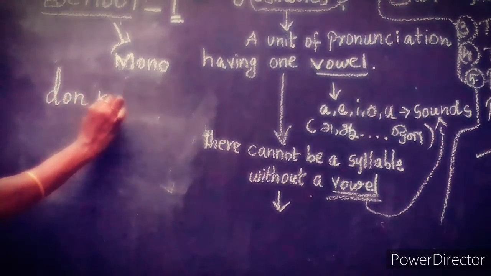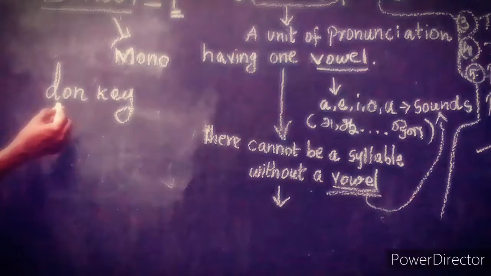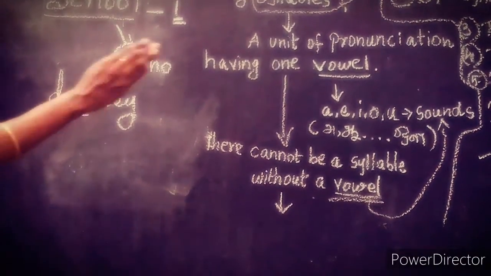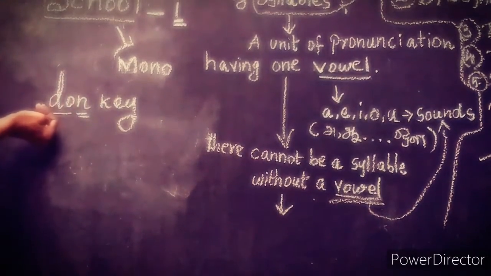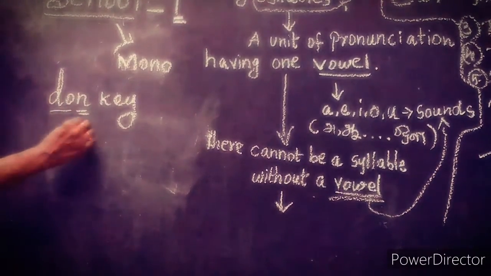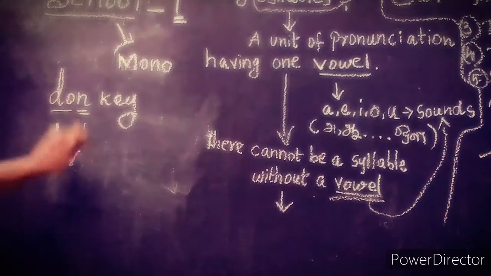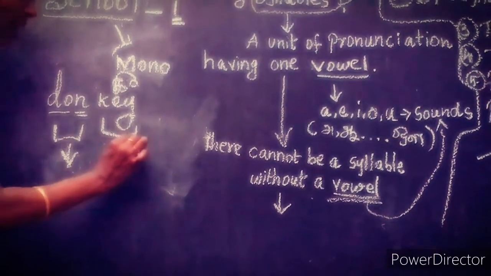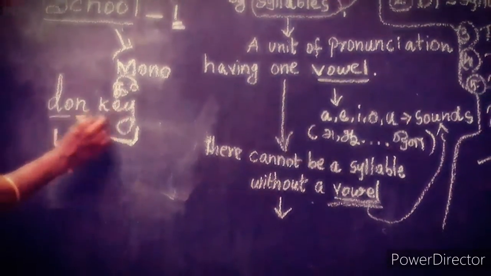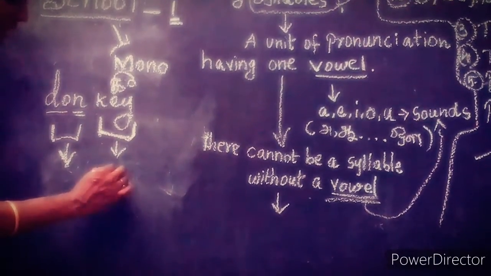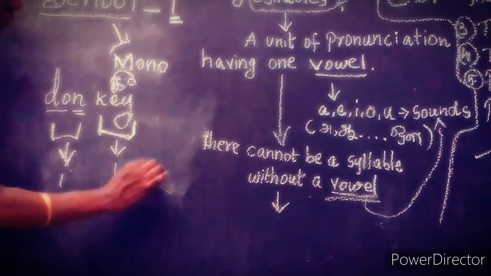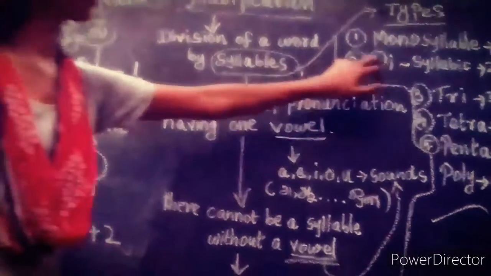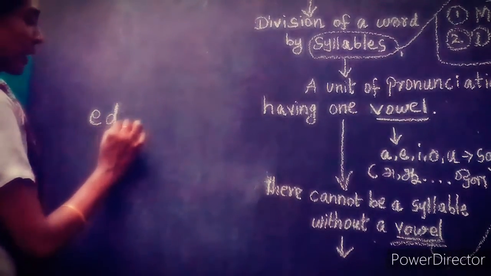Next example, donkey. Okay, donkey. Don, key. The n should not come alone. So it should combine together with the vowel sound. So don, it is a single syllable. Right? Key. Okay, key. So we should combine all together, key. This is also a single syllable. So 1 plus 1, 2. It is called the word donkey. This is called disyllabic.